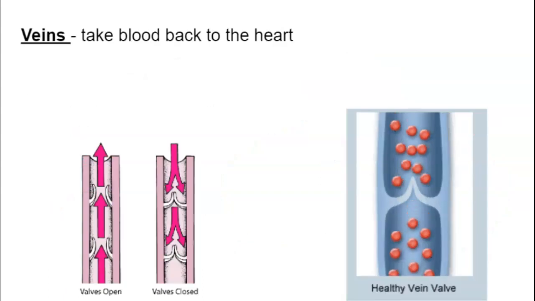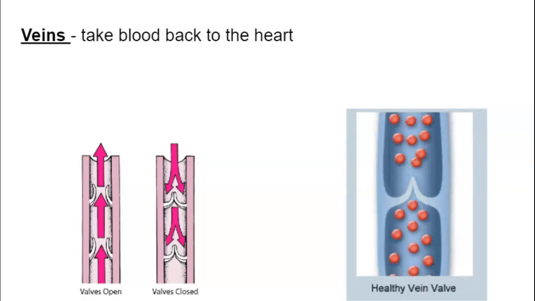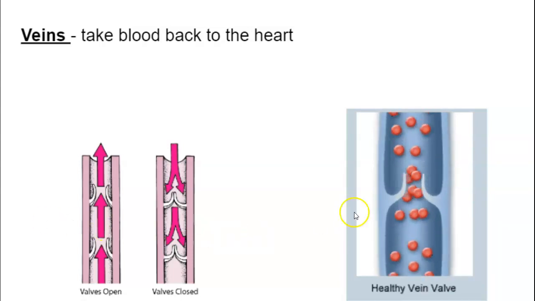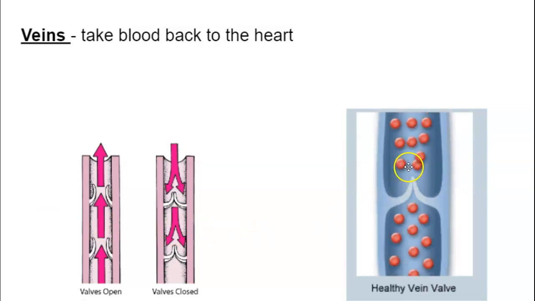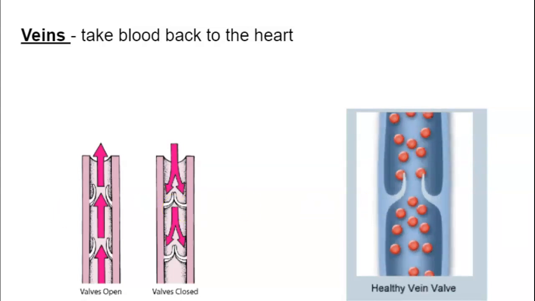Next up, we have veins. Veins take blood back to the heart or towards the heart. Remember, arteries and away. Veins take blood back to the heart. You see an animation of a vein here. You'll notice it's got these little valves. And these valves prevent the blood from flowing backwards.